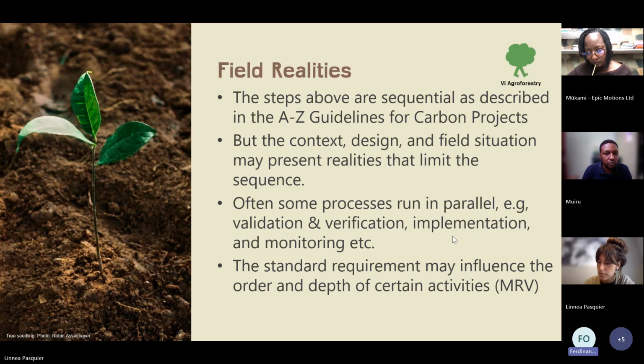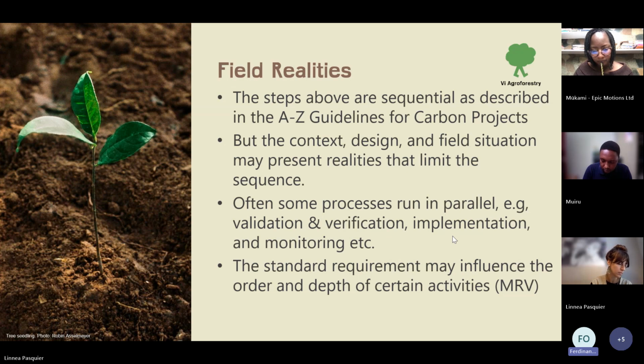For instance, in the Mount Elgon project, we have the dairy component that may not 100% follow that sequence in certain elements. So the reality is that the context, the situation, may limit the sequence itself. You just need to be aware of that. I gave an example here where validation and verification can be done together, although they are separate processes; it's allowed that they can be done at the same time.